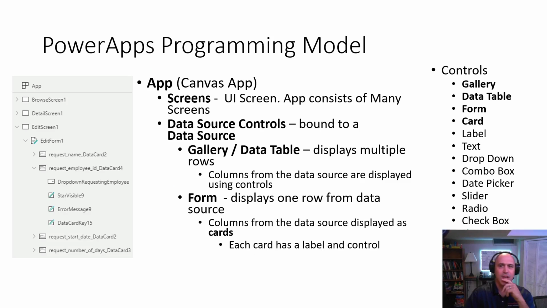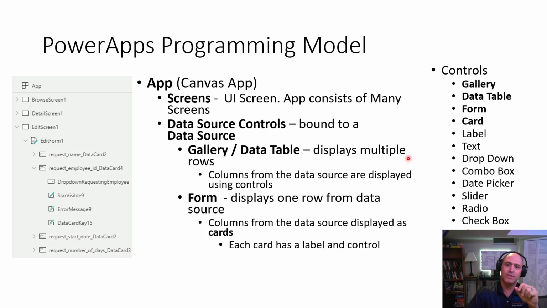It's tree-based, and what you have going on here is you have the app, and then the app consists of one or more screens. So in this example, I have a browse screen, a detail screen, and an edit screen. And then the screen contains usually either a form where you can show or edit data, or it contains a gallery which allows you to show many pieces of data, or it contains a data table, which is exactly how it sounds. If you have a form or a gallery, you can also include additional controls to lay out the data in a very specific way.